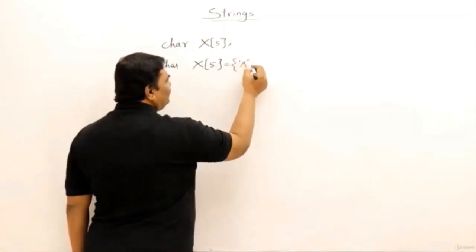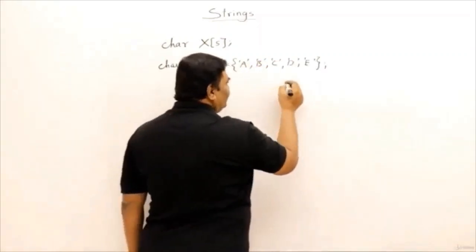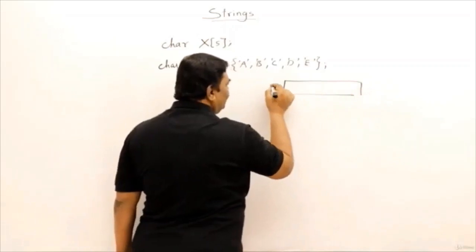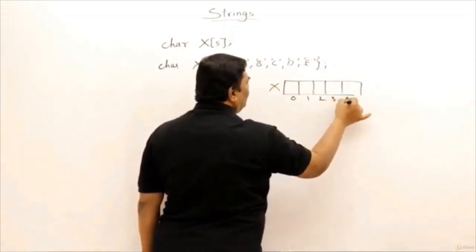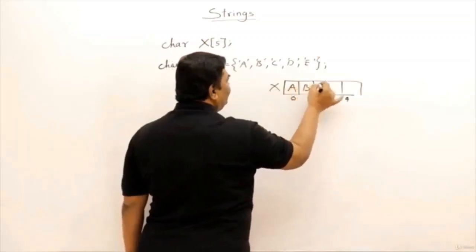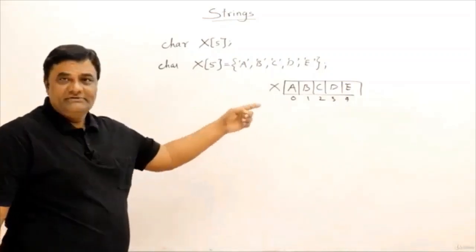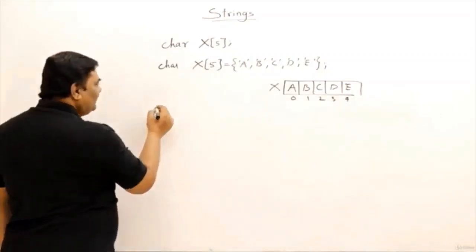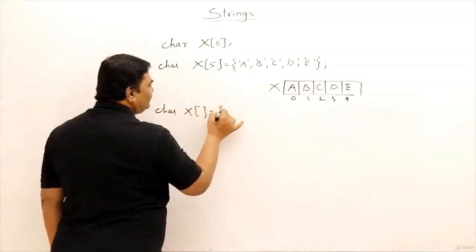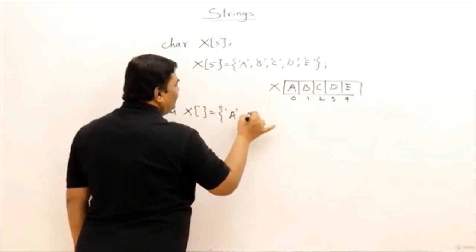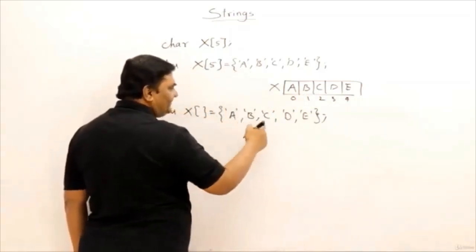If I want to initialize, I can give alphabets. This is declaration plus initialization. So an array will be created with the name X, and it will have the alphabets A, B, C, D, E. Actually, their ASCII codes will be present in that array. Then, the third method: I can create an array without giving any size. So, A, B, and so on. The same type of array will be created of size 5 and initialized with all these alphabets.